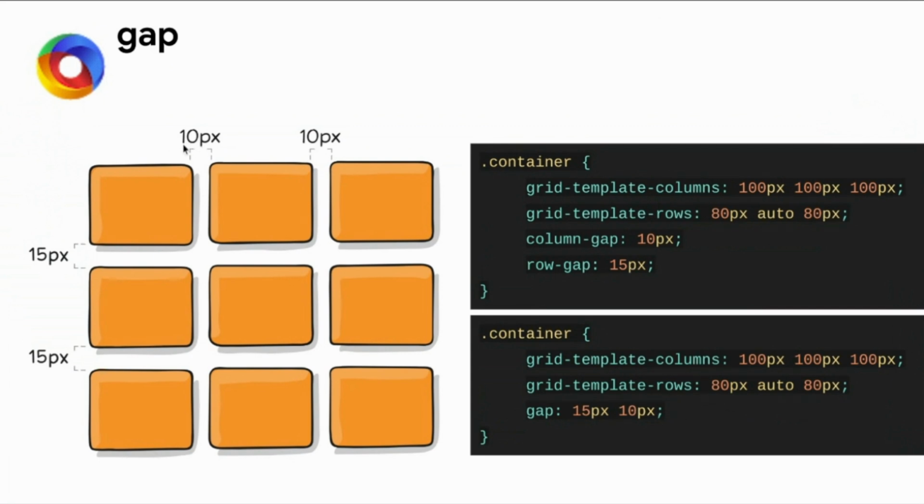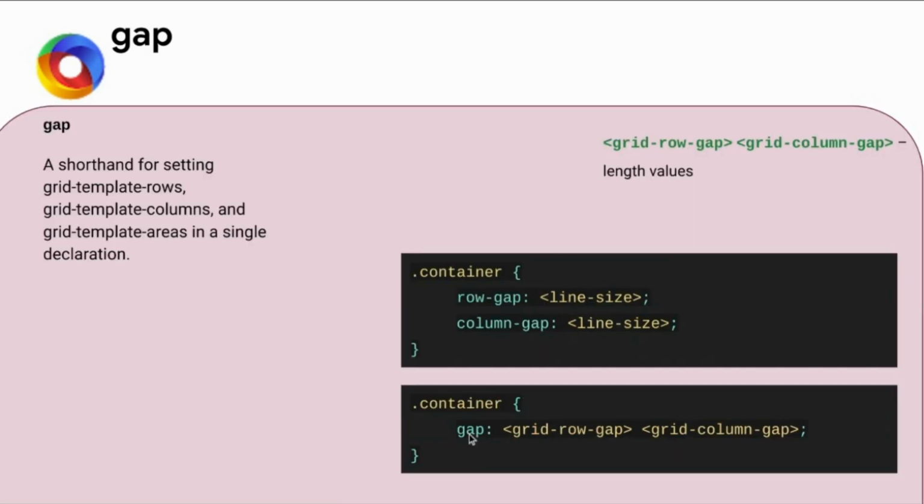So between that we want a space of 10 pixels at the column level between each column and 15 pixels in between each row. So we have created accordingly. How we have created it is using the gap property. Gap has two parameters, grid row and grid column.